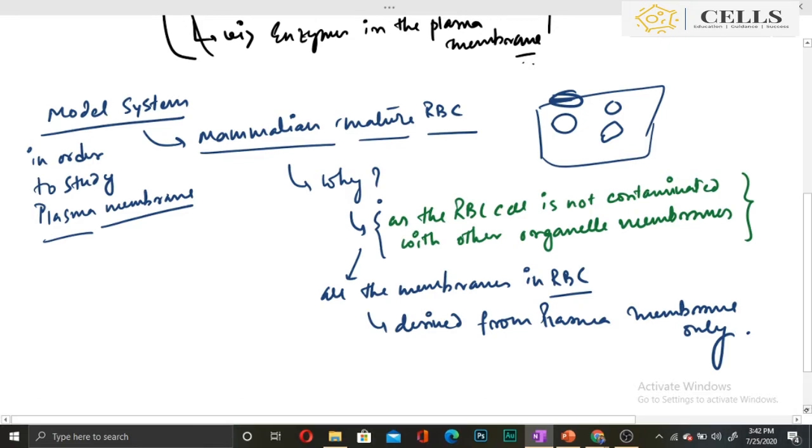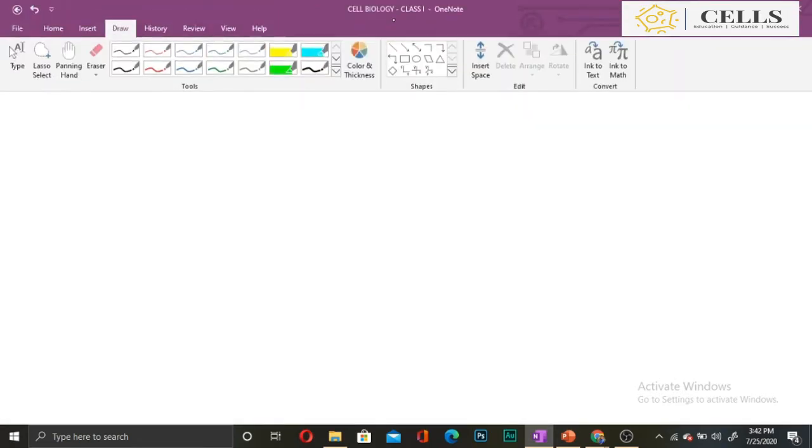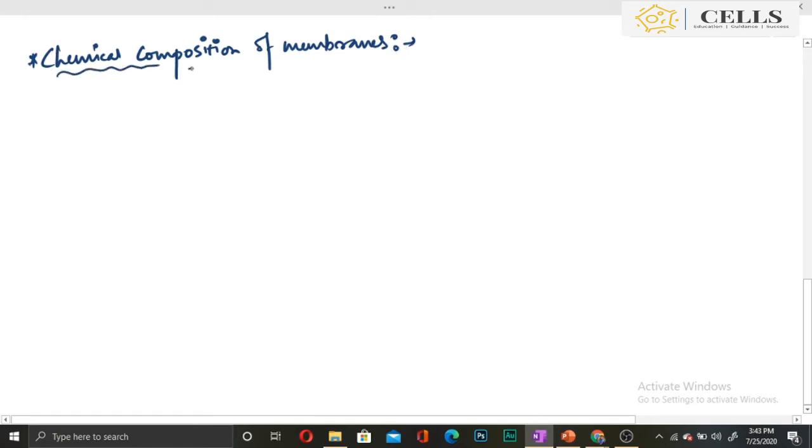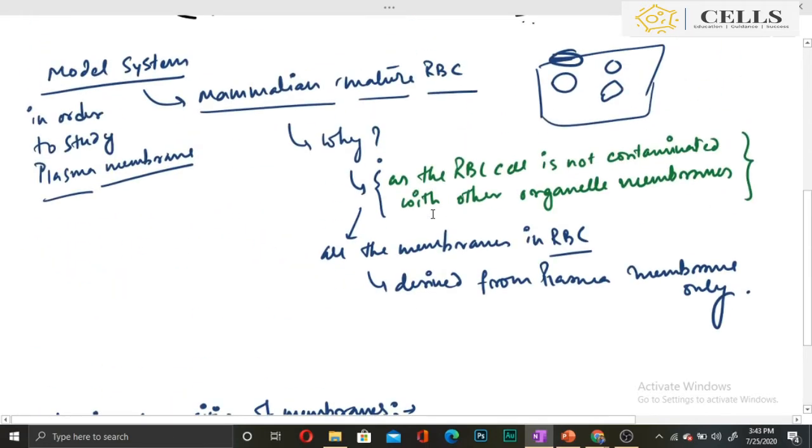Now, let's go to another section. The heading is chemical composition of membranes. Chemical composition of membranes. Please explain once more. Yes, sure. See this very carefully.